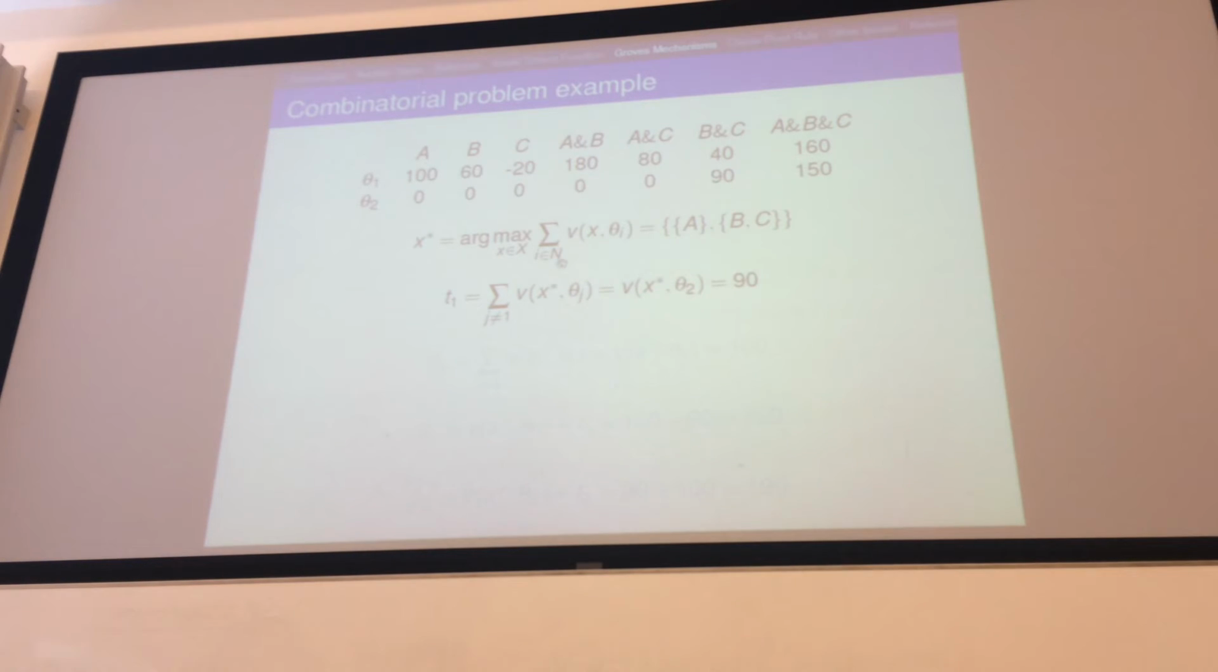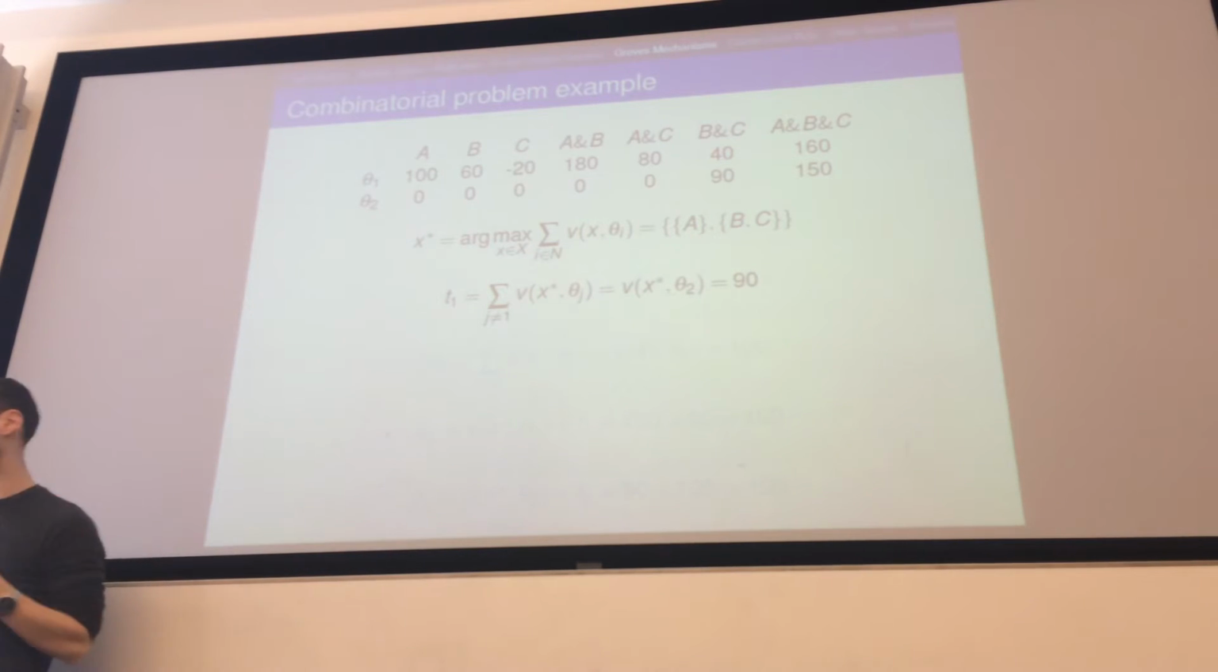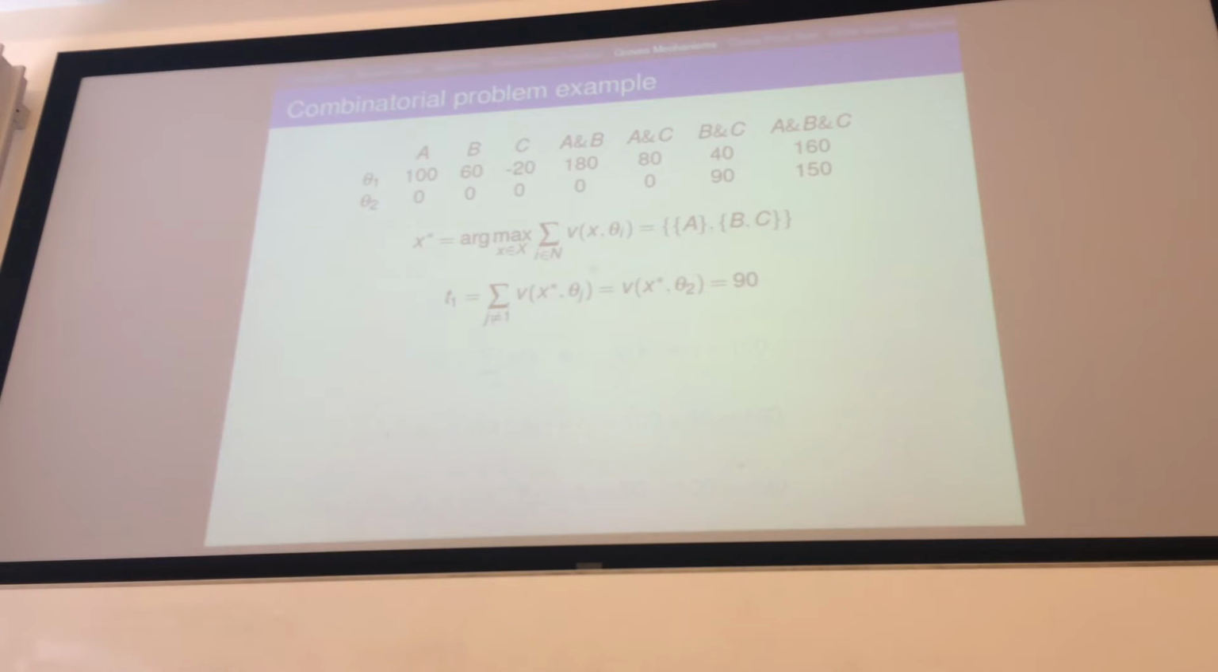By the way, do you know the difference between argmax and max? It's an important thing. Argmax returns the argument. Here I'm maximizing over all possible allocations, so argmax will return the x. If I had max, it would return the outcome of this function, so it would return the sum of values. That's the difference between argmax and max. So the total value, we saw, is 190, for the efficient allocation.